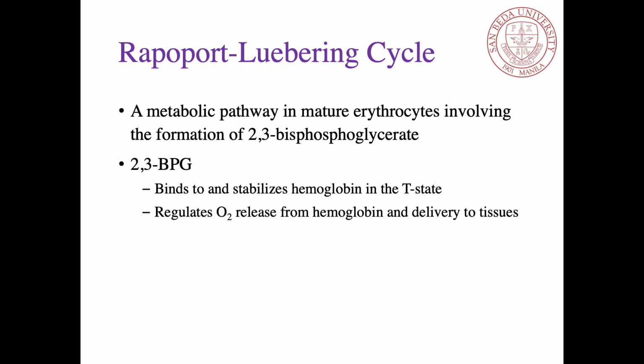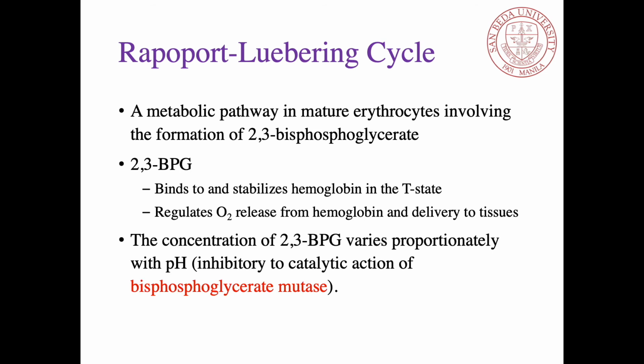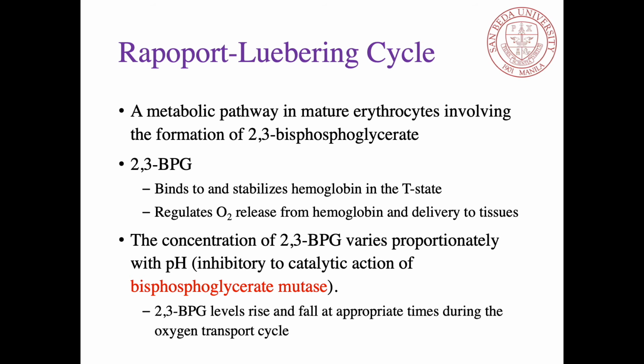2,3-BPG, if you could still recall from earlier lectures, binds to and stabilizes hemoglobin in its taut or T state. This molecule likewise regulates oxygen release from hemoglobin and delivery to tissues. Now, the concentration of 2,3-BPG varies proportionately with pH, meaning a decrease in pH within the physiological range decreases the activity of the enzyme bisphosphoglycerate mutase, which catalyzes the conversion of 1,3-bisphosphoglycerate to 2,3-BPG. This ensures that 2,3-BPG levels rise and fall at appropriate times during the oxygen transport cycle.